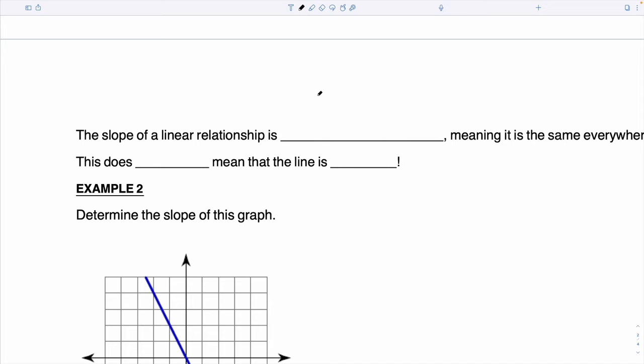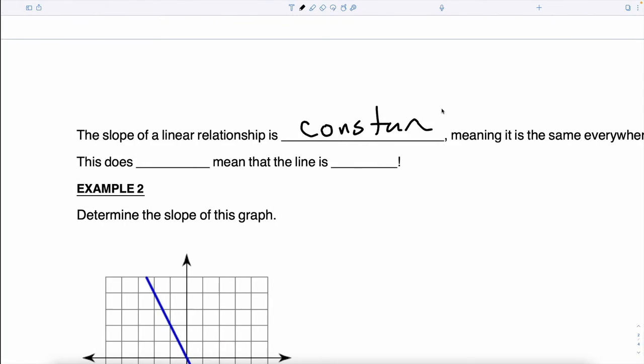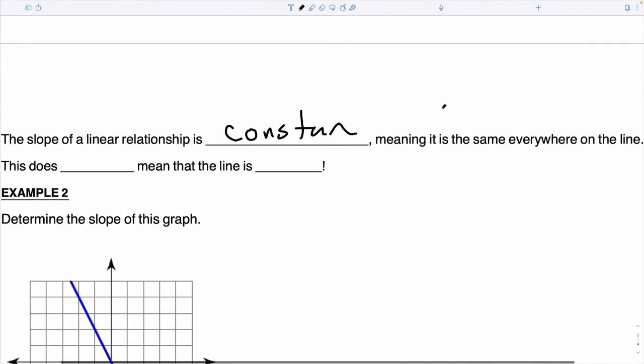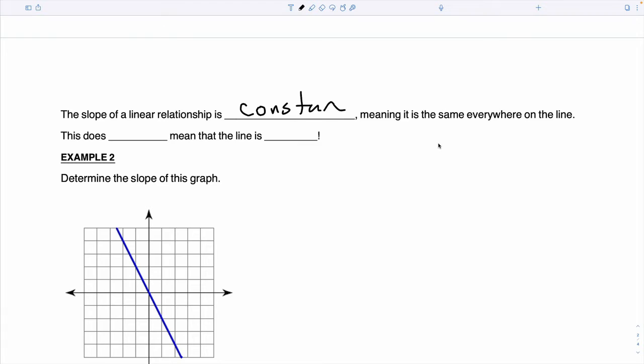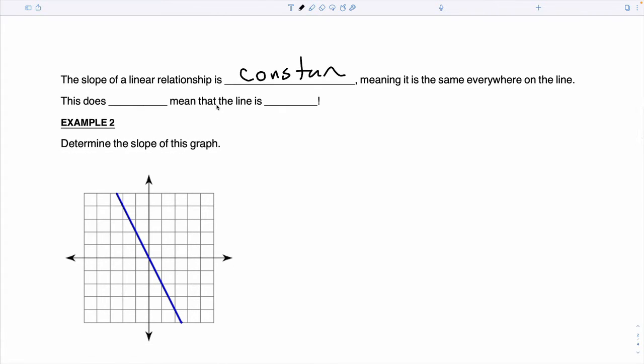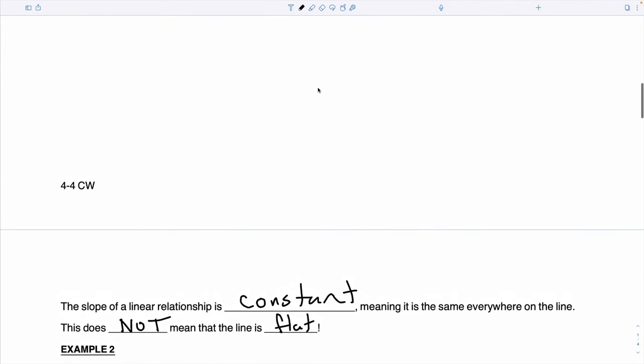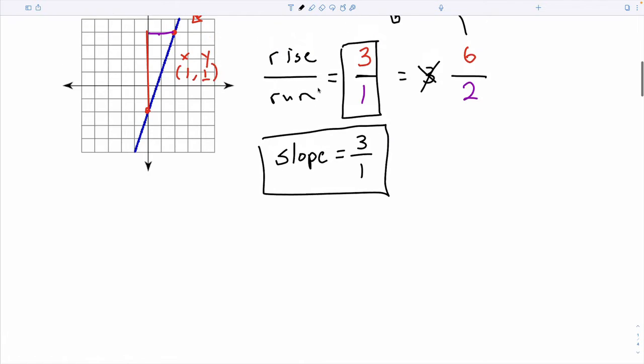The slope of a linear relationship is always constant, meaning it's the same everywhere on the line. This does not mean the line is flat. Constant means that you go up 3 over 1 for every single part. It doesn't mean that it's flat.